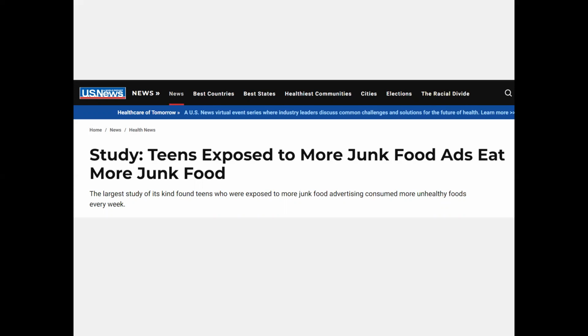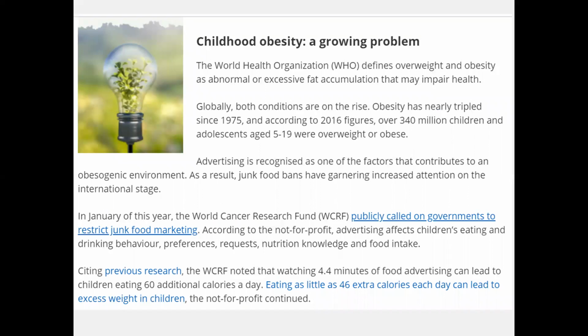Now, let's assume that you made a little bit further into an article. Here's a different one, same basic topic. Right here, kind of the first paragraph of the article, a different article that I found. And in this case, we have the World Cancer Research Fund. At the bottom of the article, it says this: citing previous research, the WCRF noted that watching 4.4 minutes of food advertising can lead to children eating 60 additional calories per day, and eating as little as 46 extra calories each day can lead to excess weight in children.